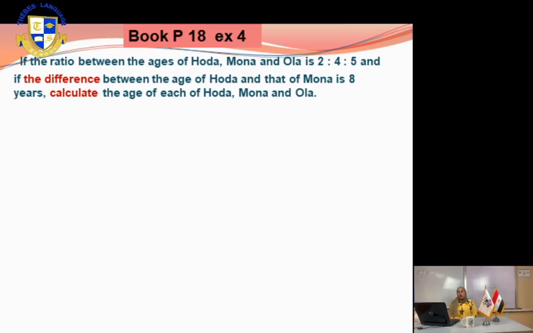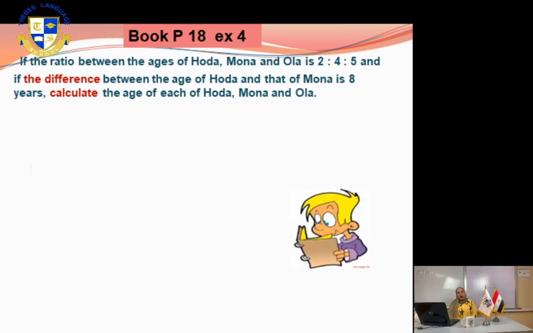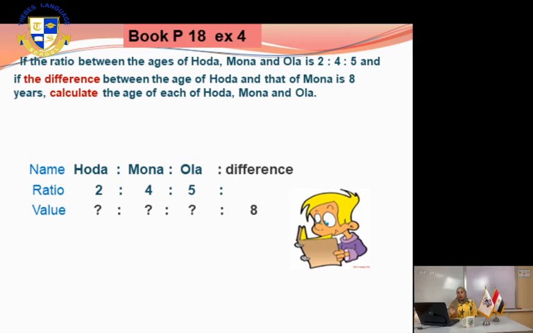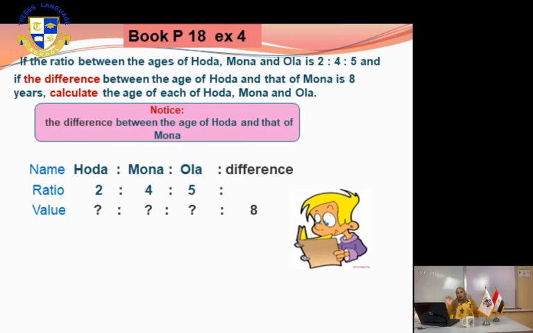Take care, the difference will be between just 2 of them. Okay, first line will be Huda, Mona, Ola and difference. Ratio will be 2 to 4 to 5. Values, I don't know any value except the 8 which will be under the difference. Here we said the difference between what? Huda and Mona. So subtract 4 minus 2, it will be 2. I'll put it under the difference on the same line with the ratio. Now I have the complete column, 2 and 8. Start to solve your problem.